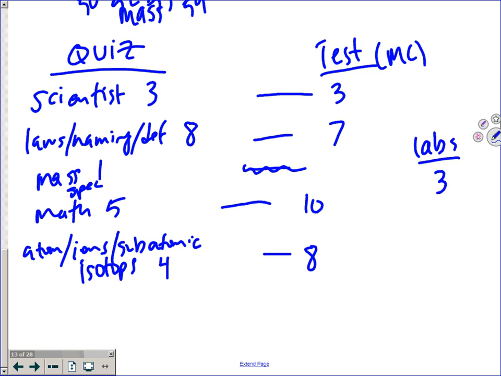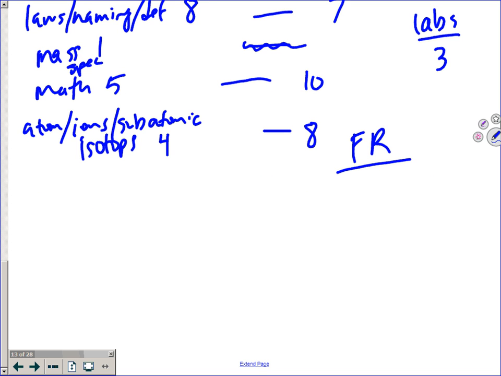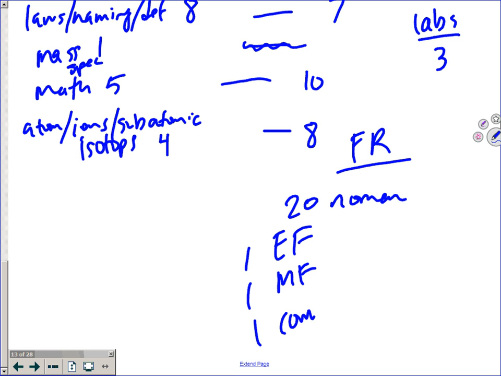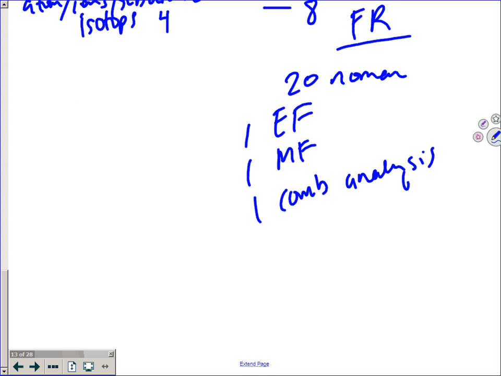For free response, you have 20 nomenclature, and it's split. 10 are formula to name, 10 are name to formula. There's 1 empirical formula, 1 molecular formula, 1 combustion analysis. I try to do 1 of everything, okay?